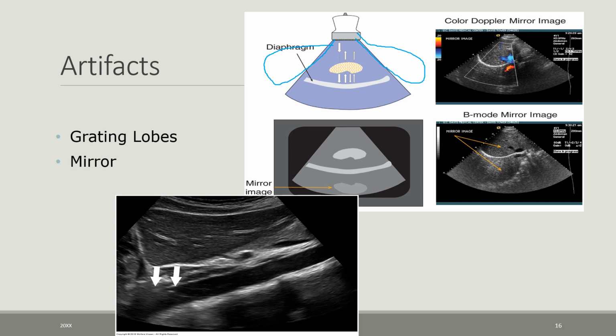Mirror image, on the other hand, is a little bit more complicated. What happens with the mirror image is your sound wave comes in, it interacts with something, and then it interacts with the highly reflective or specular reflector. And when it does that, it bounces back, and it has taken an additional time for that sound to go interact with the anatomy, scatter, bounce off of the reflector, and then return back as an echo. And because it took additional time and returned from a slightly different angle, it will draw the information deeper and lateral to where the particular anatomy actually existed.